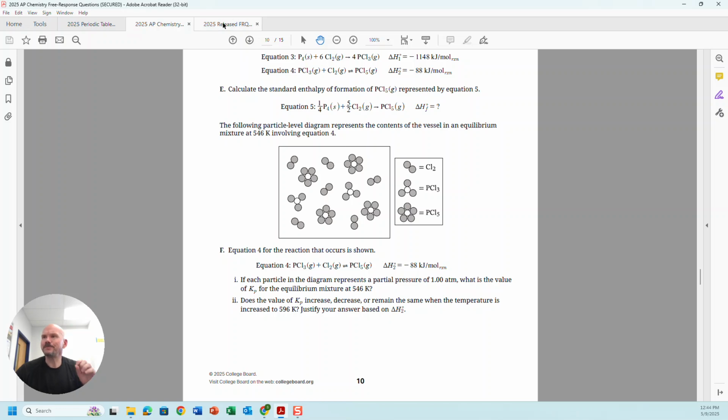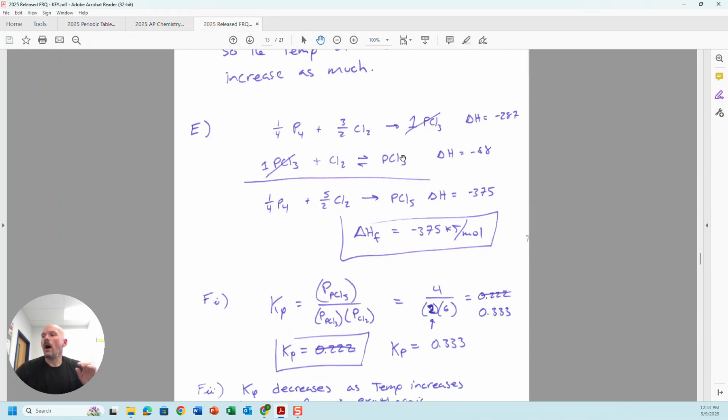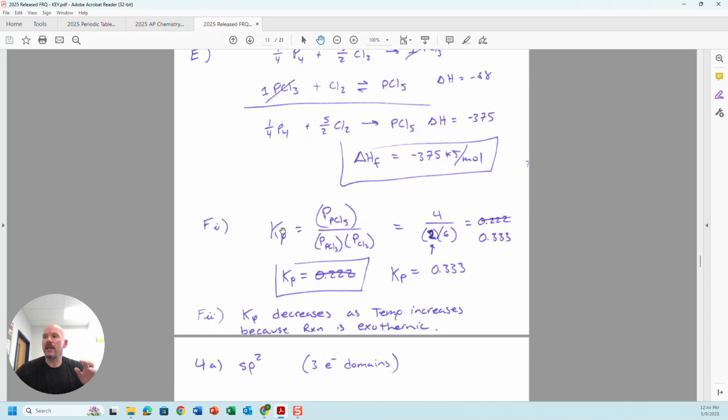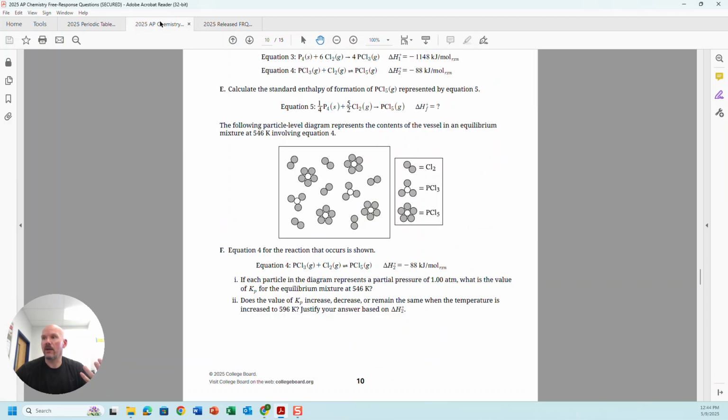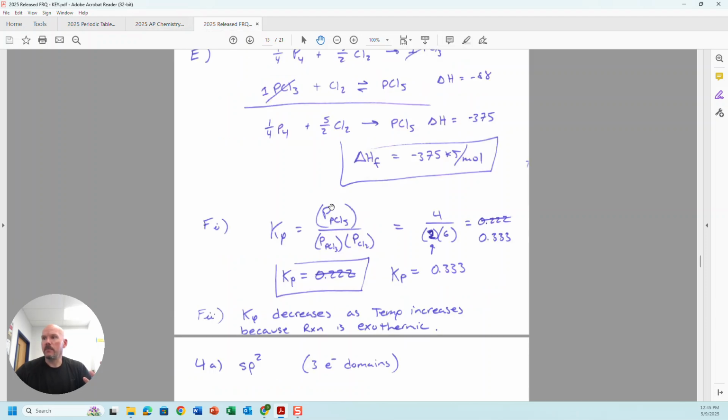All right. So, remember, the Kp expression would be Kp equals the partial pressure of the products divided by the partial pressure of the reactants. And remember, if they had a coefficient, you would have to raise it to the power of that coefficient. But all the coefficients are 1. But remember, if this were a 2 in front of the PCl5, then it would be the partial pressure of PCl5 squared, okay? And then based on the drawing, plug in your numbers.